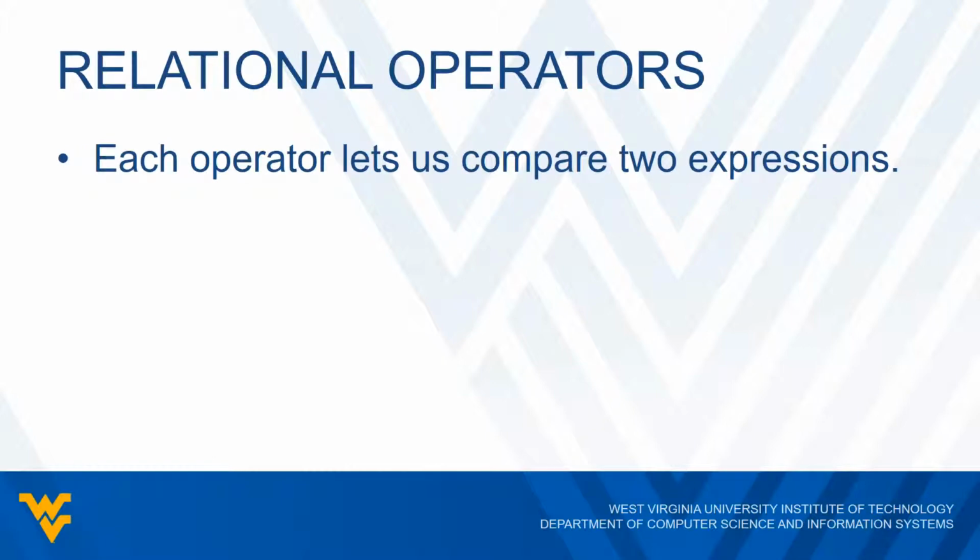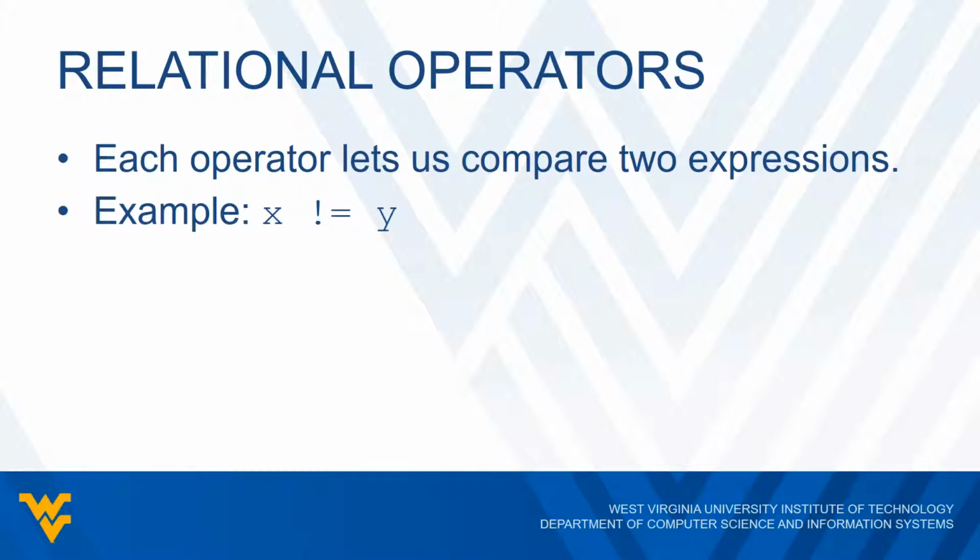Each of these operators lets us compare the two expressions. For example, if we want to check if two values are not equal to each other, I can just do x not equals y. This will return true if x is not equal to y, and it will give me false otherwise.